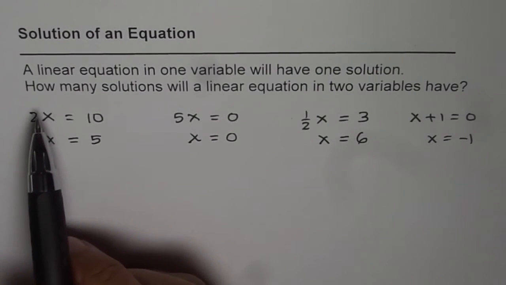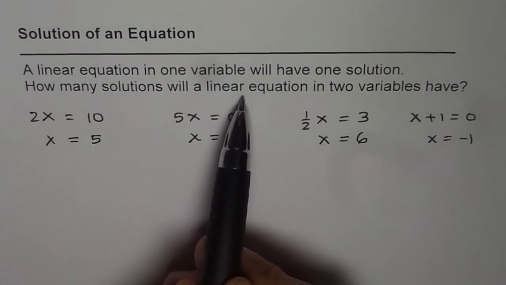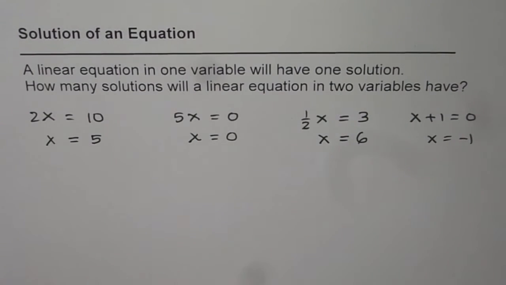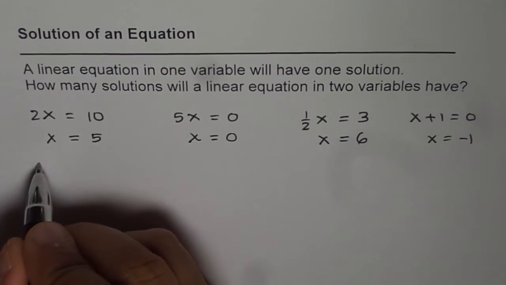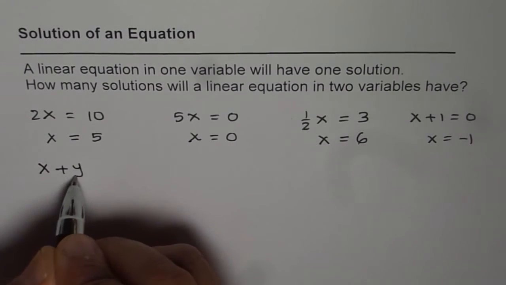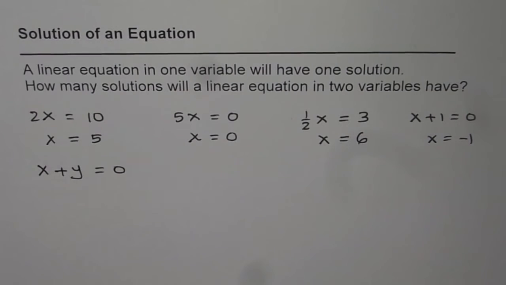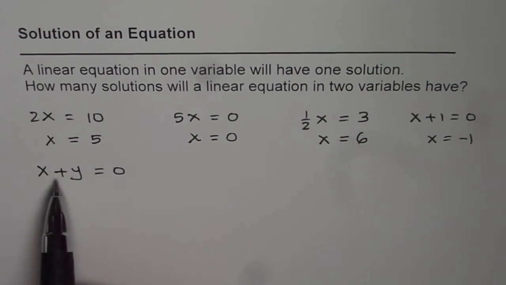Now the part 2 of this, the real question is, how many solutions will a linear equation in two variables have? So we are talking about two variables. Let us say y is the second variable. So we have now, let us say, an equation like x plus y equals 0. Then how many solutions do we have? Well, that is the question. If we have two variables, then how many solutions do we have?